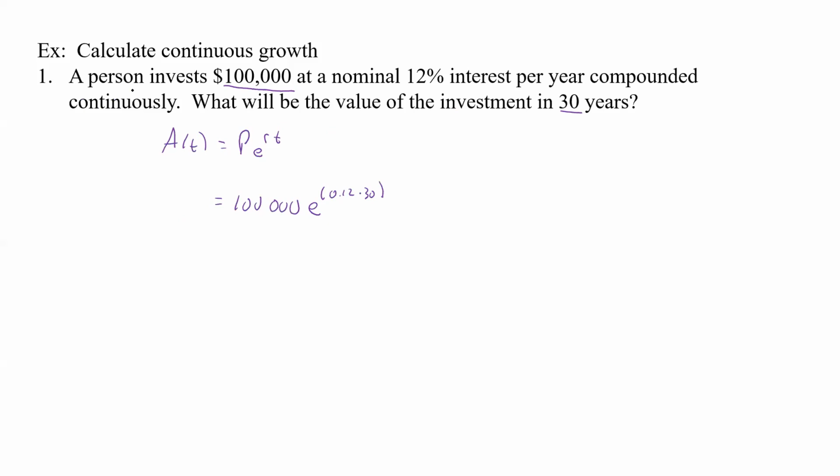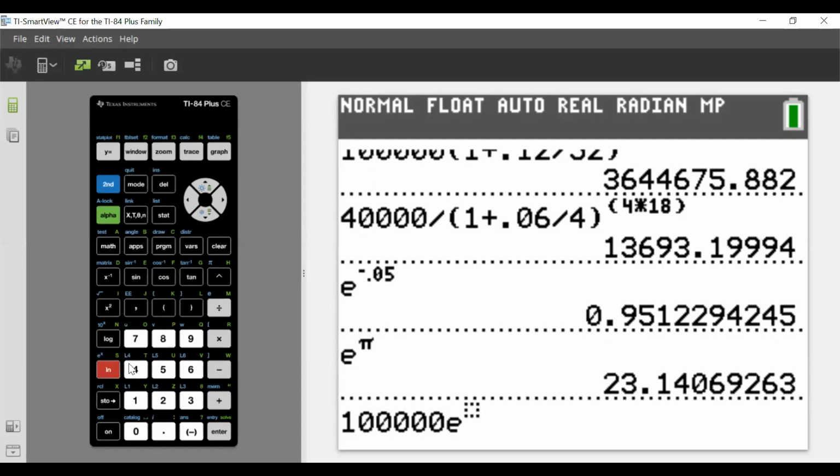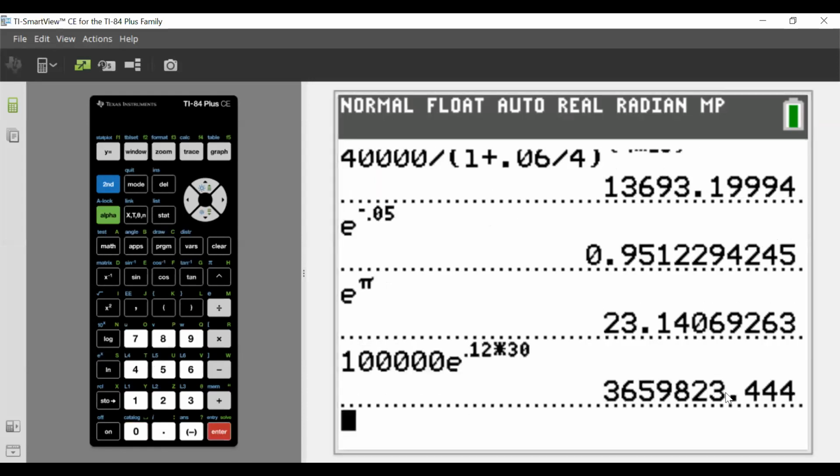And so now what we can do is try to get it to show. There we go. Now we're just going to plug in what we had. Well, we had $100,000 we invested initially. Now we're going to take that times e raised to the power. Now our interest rate was 0.12. Multiply that by the number of years, and they said they wanted 30 years. And that gives us our value. If we compound continuously for 30 years at 12% interest, that's what our value is going to be.